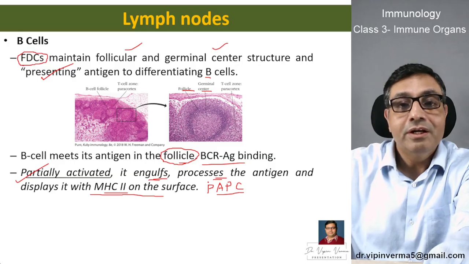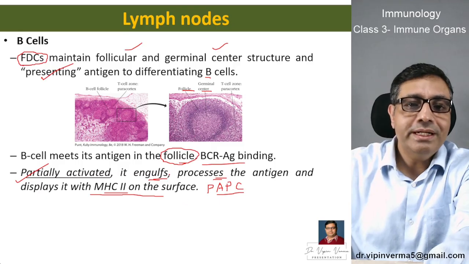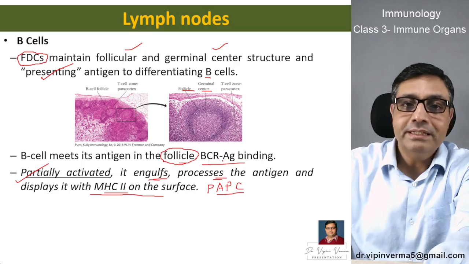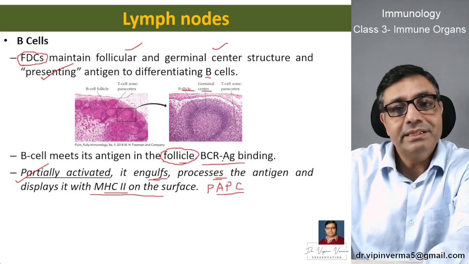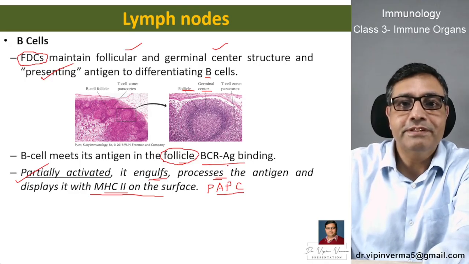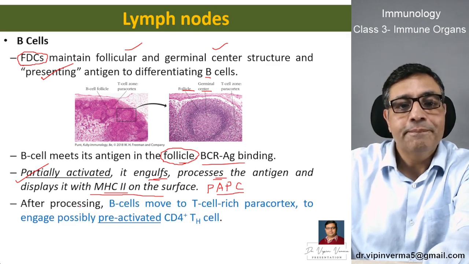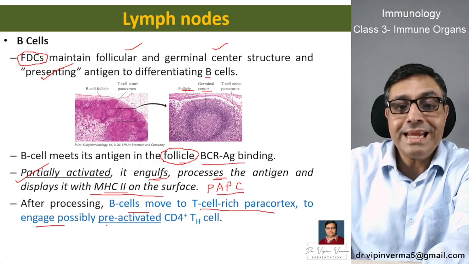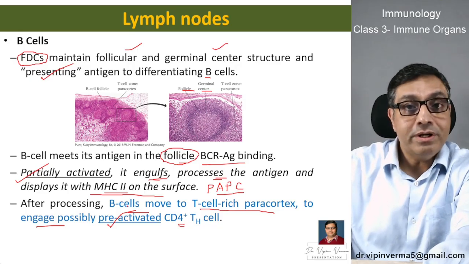They are professional because they can exhibit class 1 as well as class 2 MHC molecules. So once they interact with the antigen, the B cell is partially activated, then it engulfs the antigen, processes it, and presents it on its surface with MHC class 2 molecules. Now they need the T helper cells. After processing, the B cells move to the T cell rich paracortex to engage possibly pre-activated CD4 positive TH cells, which are already activated cells.